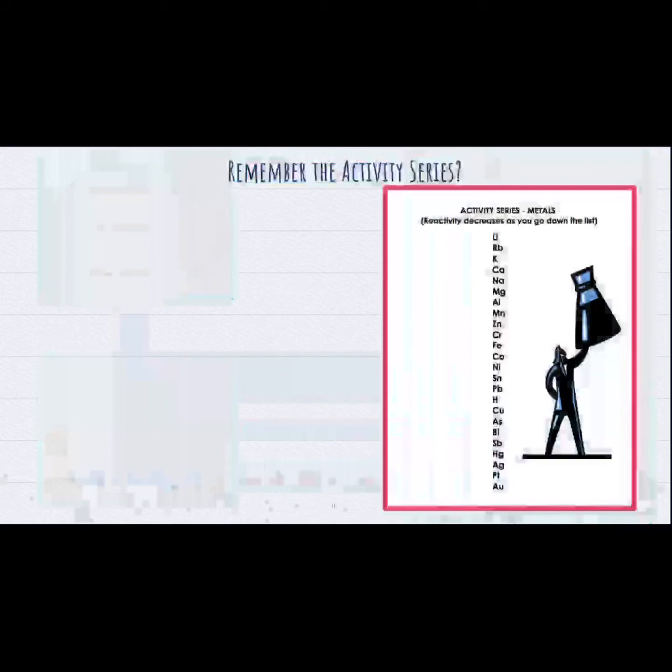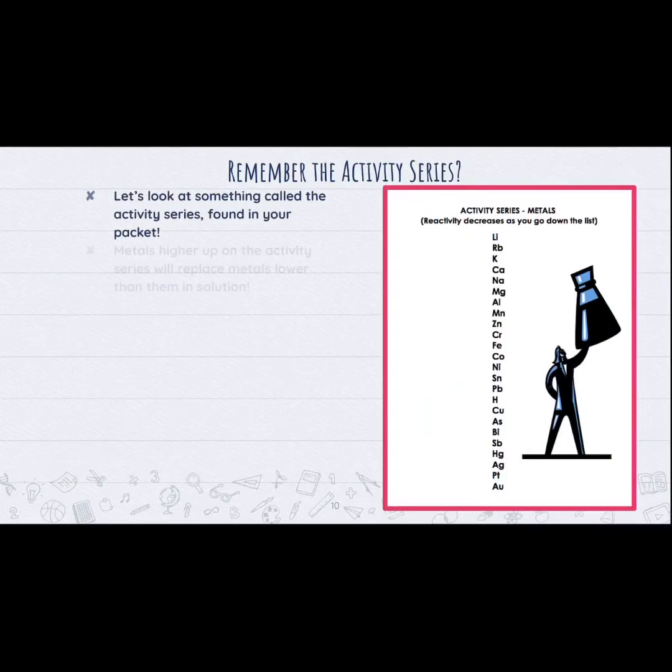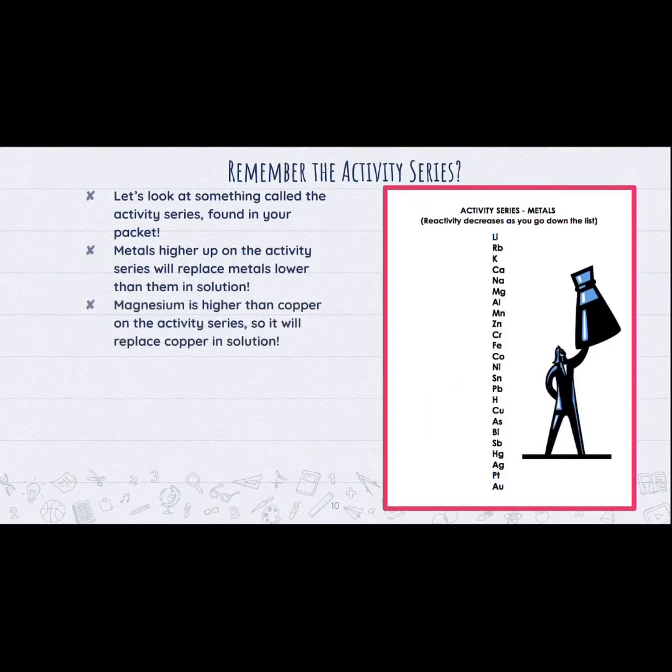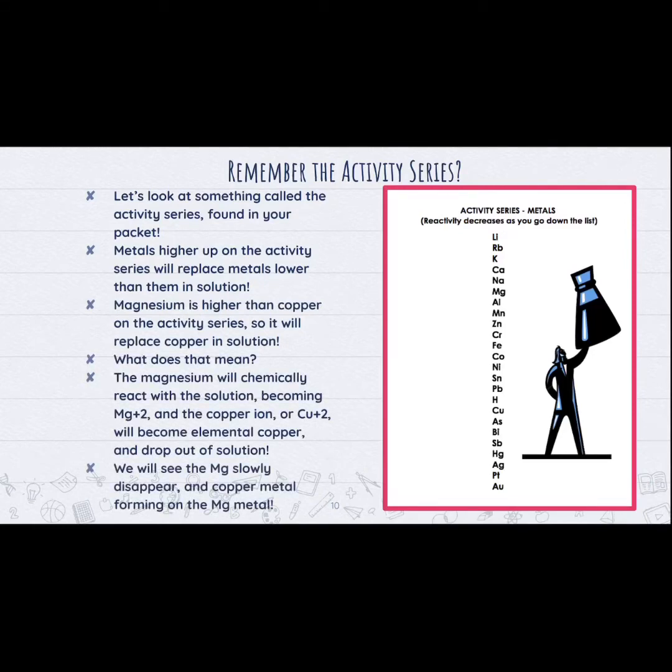So reactivity decreases as you go down. That means the metals higher up on the list are more reactive. So I'll talk about what that means. Metals higher up on the activity series will replace metals that are lower than them in a solution. So magnesium is a lot higher than copper. Here's magnesium, here's copper. So magnesium can easily replace copper in that solution. Okay?